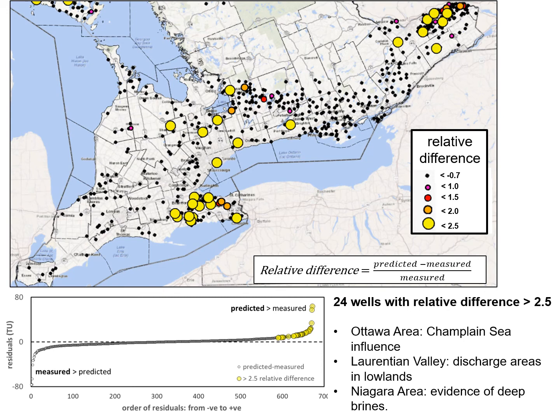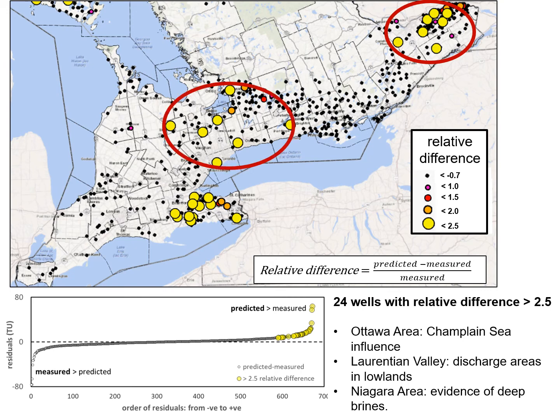So wells with a relative difference greater than 2.5 are also plotted in yellow on the map and are generally clustered in 3 areas. And we investigated each of these samples individually and found that they actually don't reflect shallow modern conditions at all. Instead, in Ottawa, samples from these wells are influenced by Champlain Sea chemistry. We have high TDS and methane.